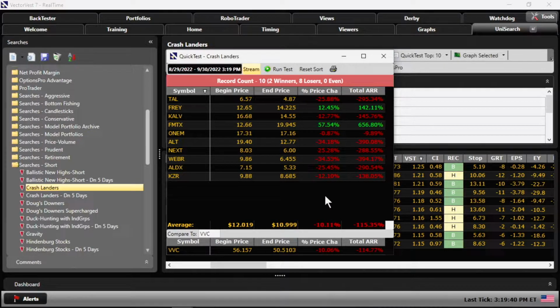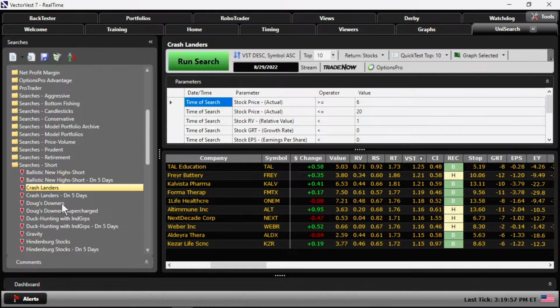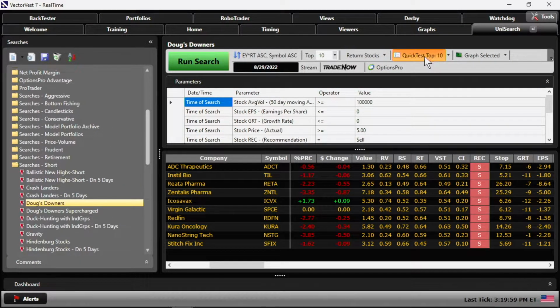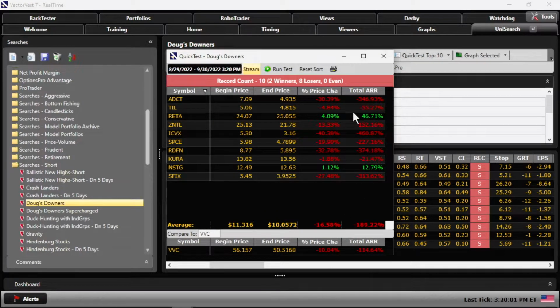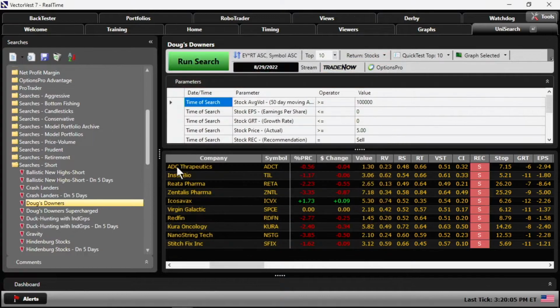All right, 10% here. Boy, have some hefty losers. Have some better performance on a number of stocks, but so that's one that might get a lot better with good stop losses. See what I mean? So I'm looking at that and I'm saying, hey, there's something maybe to work with here on crash landers. All right, let's go to Doug's Downers. 16% here, and 8 out of 10 winners. And so this is the process, right?